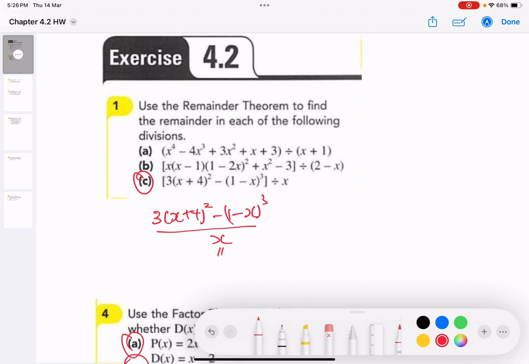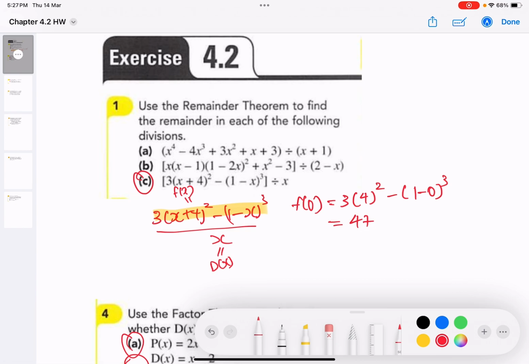So in this case, I just need to substitute. This thing here is my f(x), and this is my divisor. If I want to make the divisor 0, I let x be 0, so I substitute f(0) inside. The remainder theorem tells me that whatever the result is, that is my remainder. Substituting 0, I get (4)² − (1 − 0)³, and I will get 47.